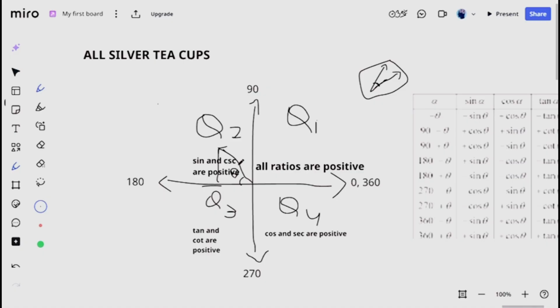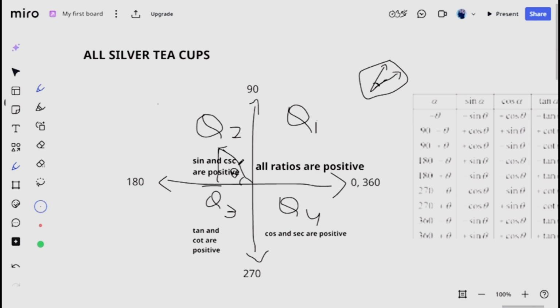So the hypotenuse value is negative, and then the opposite value is positive. In this other quadrant, the hypotenuse value is positive and the opposite value is also positive, but only the adjacent value is not positive.